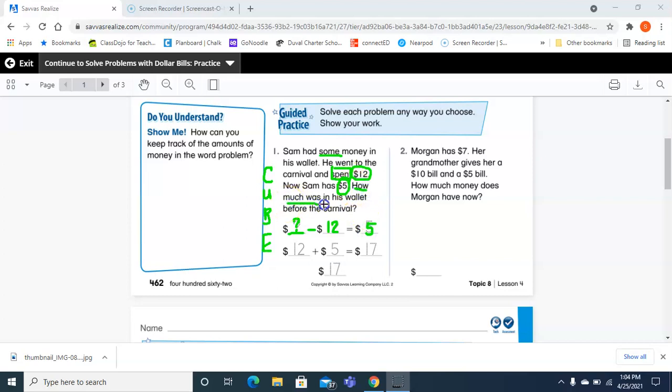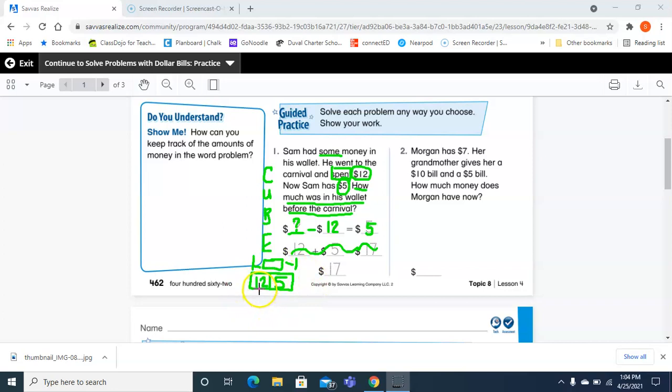Okay, now I'm going to underline the question. How much was in his wallet before the carnival? So what we know here, and I'm going to do it a little bit different than they do it. You could do it this way, but I'm going to do a part whole, just because that helps me make sense of what I've got. So we don't know what the total was, because the total up here in the box is what he had before he started spending money. All right, so we know that he had $12 and that he had $5 that he spent.